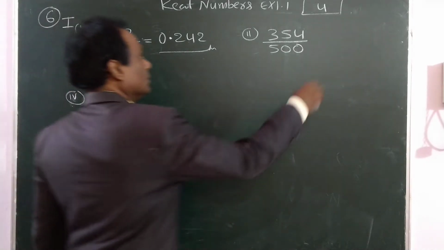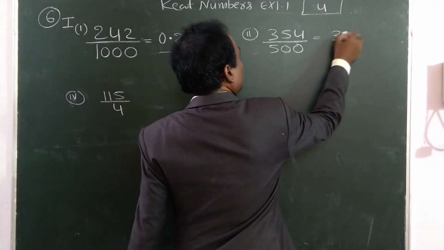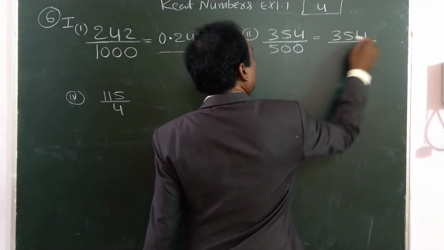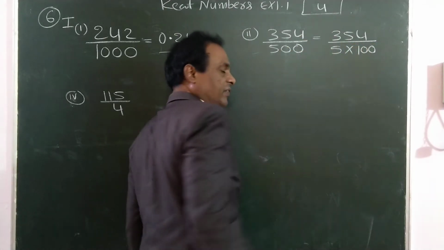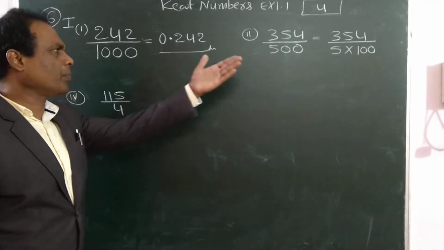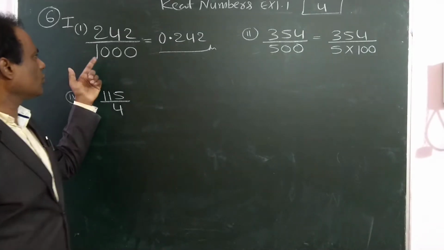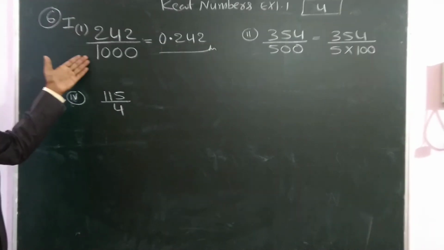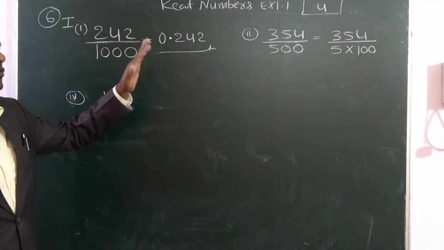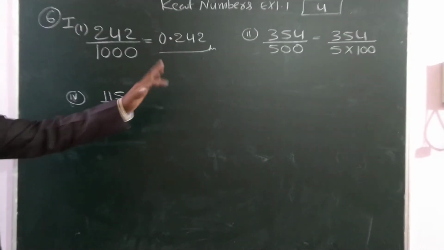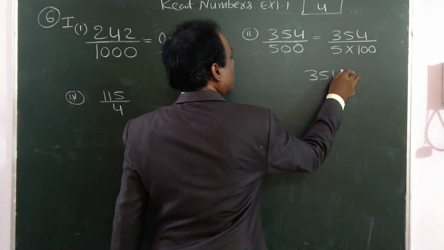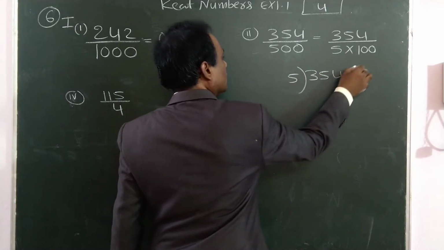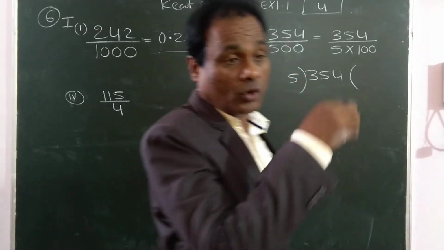Now, 354 over 500. First I will write 500 as 5 into 100. First I will do the simplification with 5. 100 is no problem, because if a denominator is only 10, 100, 1000, it is very easy to remove it by changing the decimal places. The only problem is with 5. First I will divide 354 by 5.